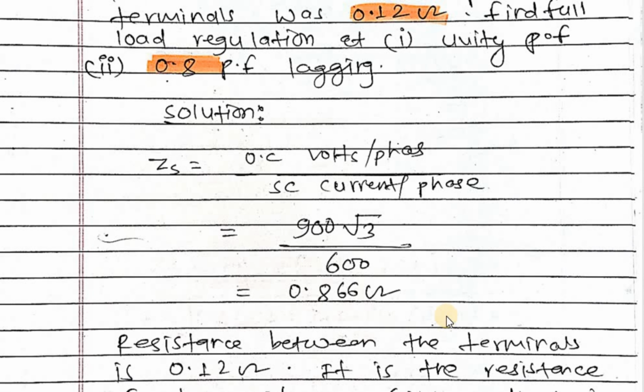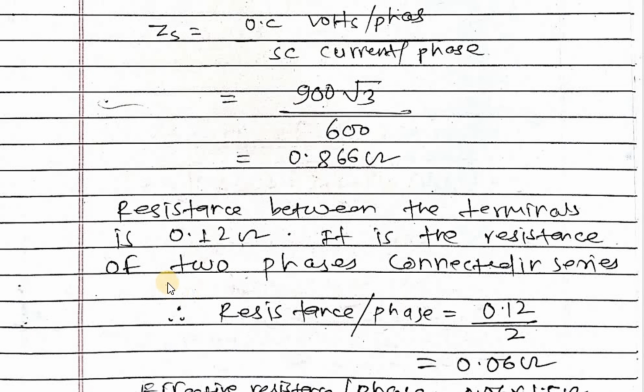First of all, we have to find ZDS, and we know ZDS equals open circuit voltage per phase upon short circuit current per phase, that is 900 divided by root 3 upon 600. This is not multiply, this is divided by root 3. You can get 0.866 ohm.